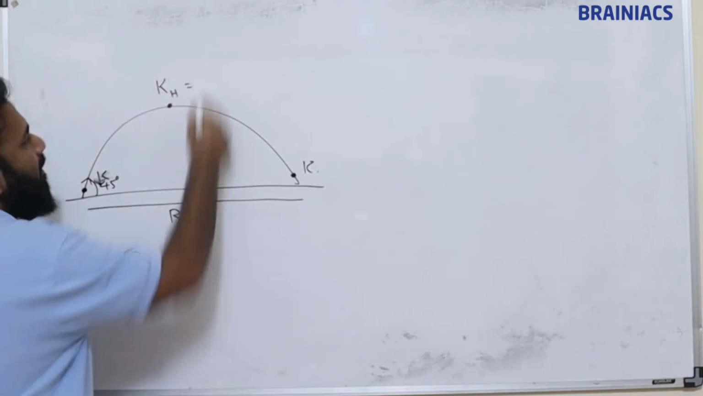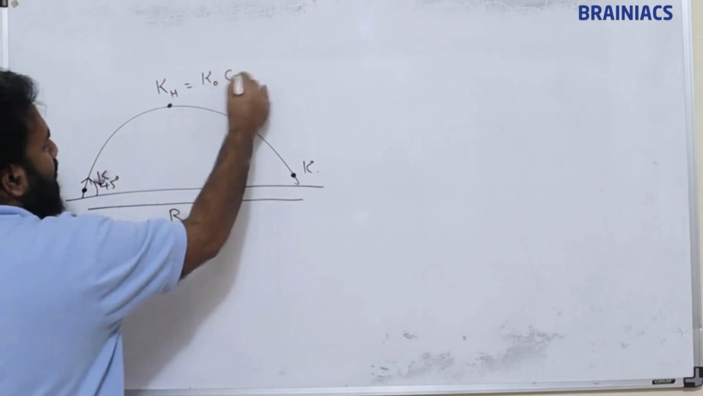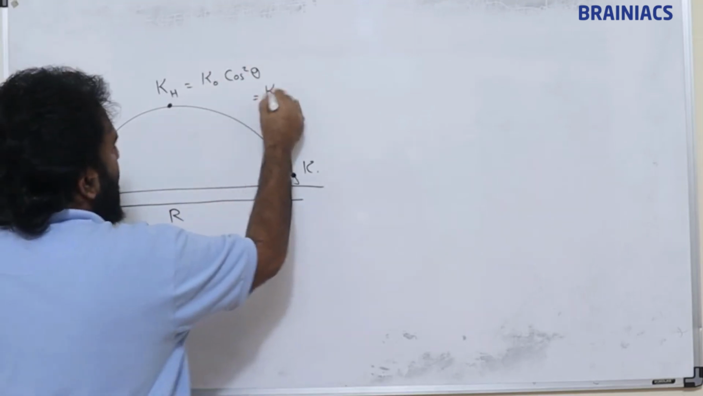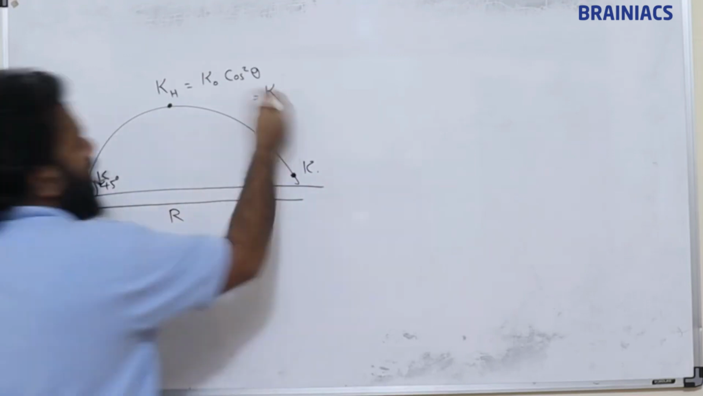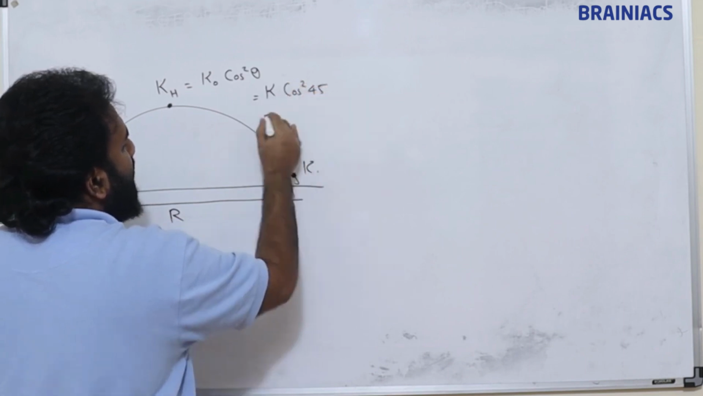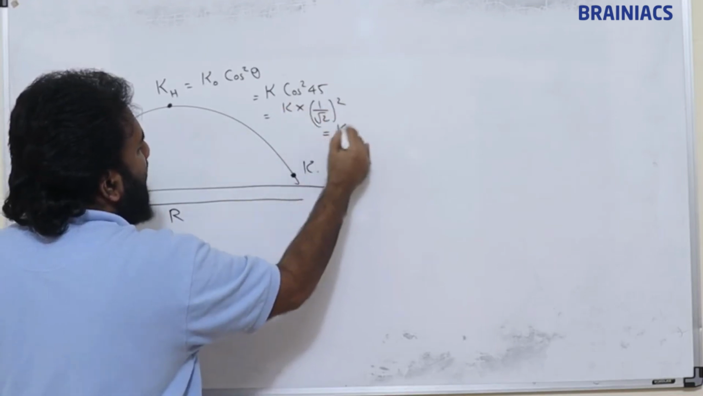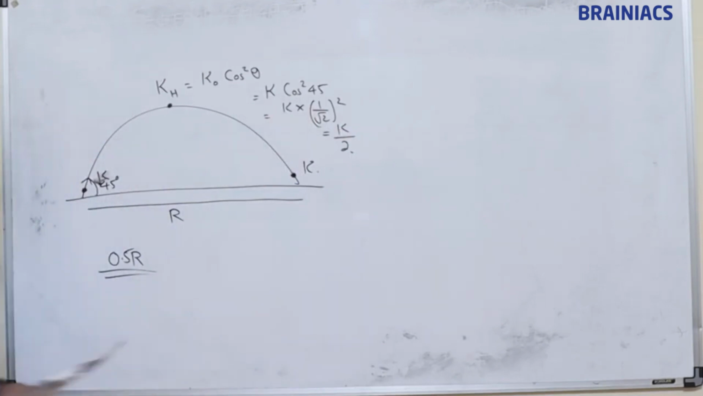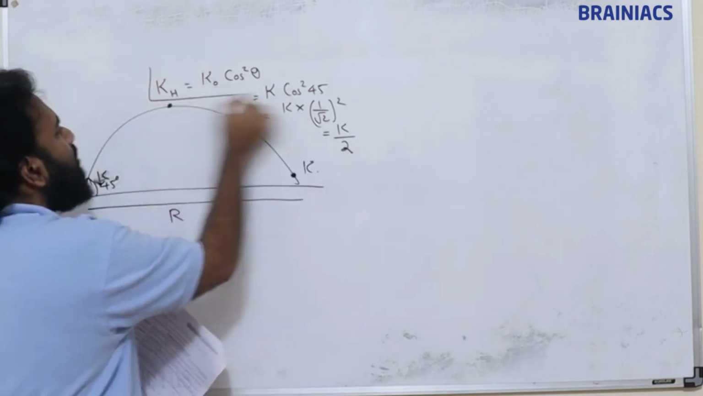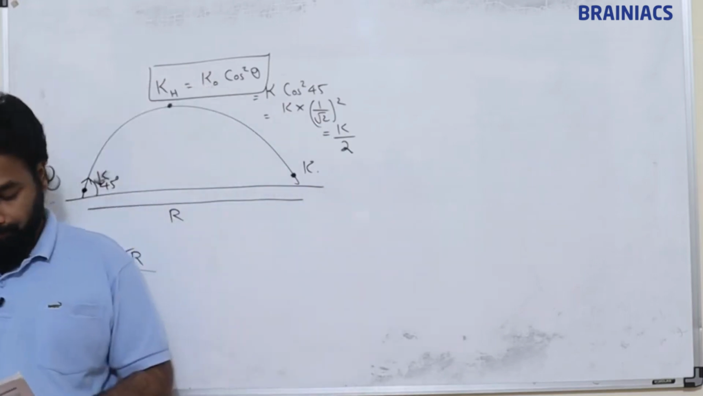What formula we have studied? This is going to be K naught cos square theta. The initial kinetic energy is given as K, so instead of K naught we will take K, and cos square 45. So K into 1 by root 2 the whole square, simply K by 2. So the answer is K by 2, half of the kinetic energy. Clear? So remember this one, so that we will be able to connect it easily.